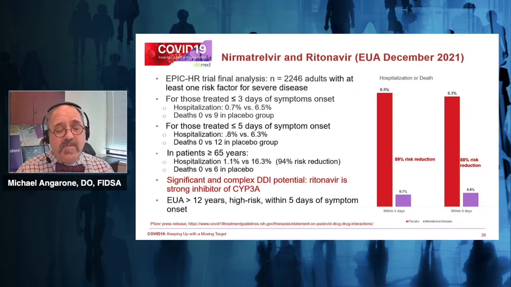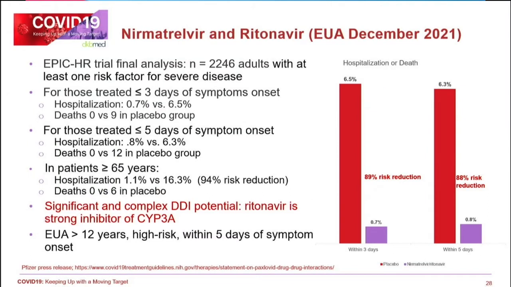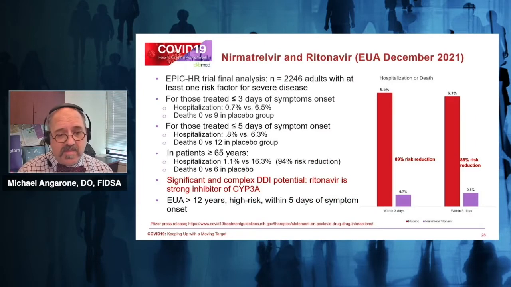When looking at treatment that was given within 5 days of symptom onset, the hospitalization or death was reduced by 88%. It was 0.8% in the treatment arm and 6.3% in the placebo arm, and no deaths in the treatment and 12 in the placebo. This study also looked at individuals that were 65 years and older, so kind of getting to that age cut point where we start thinking about the higher risk for progression of disease. And again, in the treatment arm, there was a 1.1% risk of hospitalization or death versus 16% in the placebo arm for a 94% reduction. Again, no deaths in the treatment arm and 6 in the placebo arm. And so showing that this agent, oral therapy, is very effective, especially when given early after symptom onset.